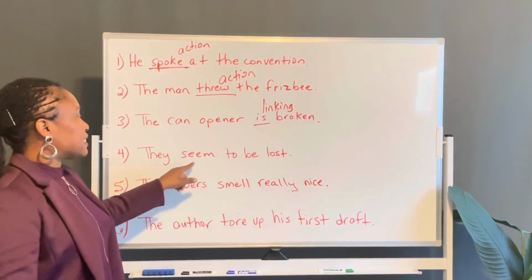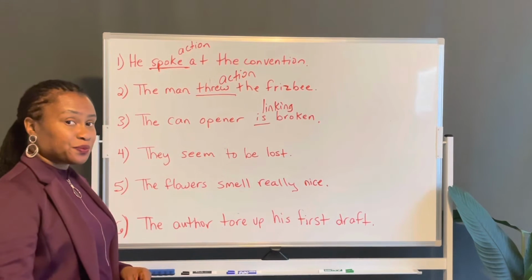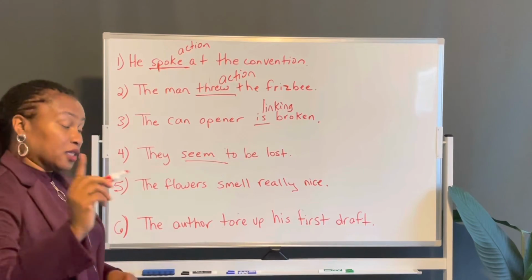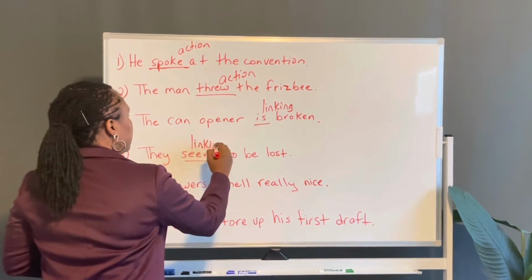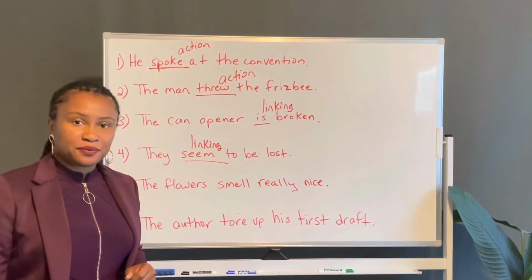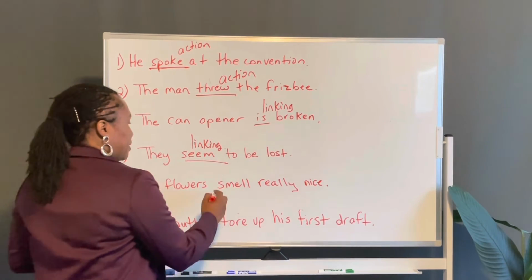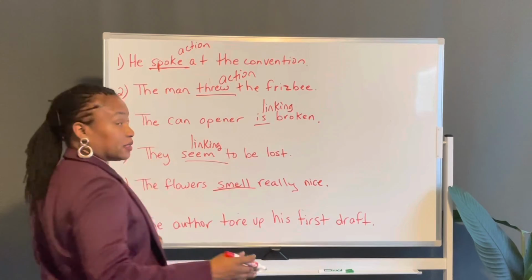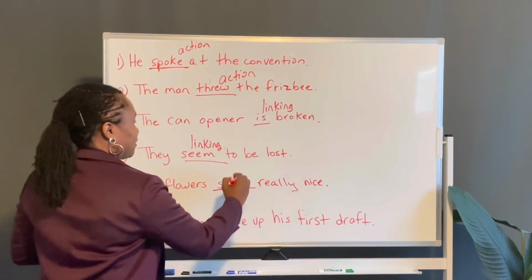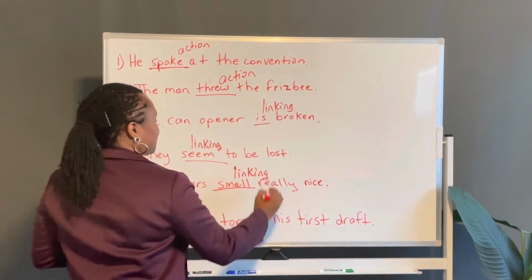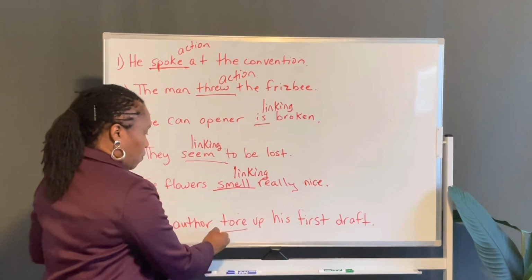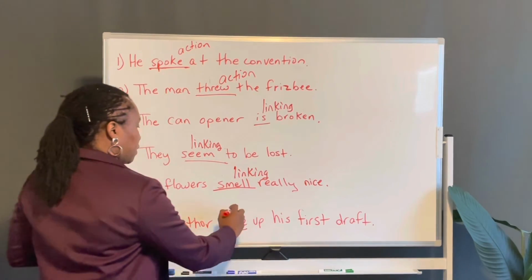Number 4, they seem to be lost. What's the verb? Seem. Action or linking? Linking verb. Very good. It's a linking verb. All right, number 5. The flowers smell really nice. Smell. Good. And what's the linking verb? I did it again. The verb is smell. Is it action or linking? It's linking. Okay. All right, and the last one is the author tore up his first draft. What's the verb? Tore. Is that action or linking? Action, because you can observe it being done.